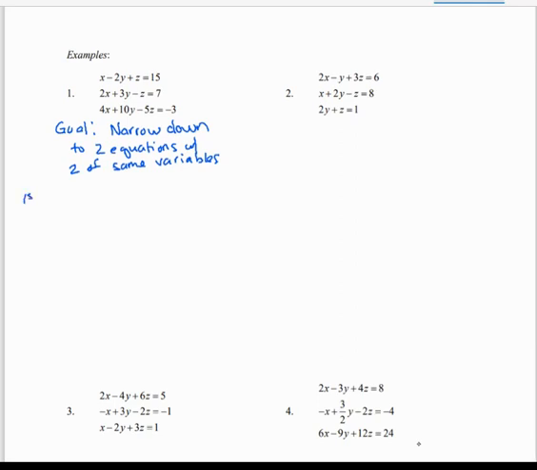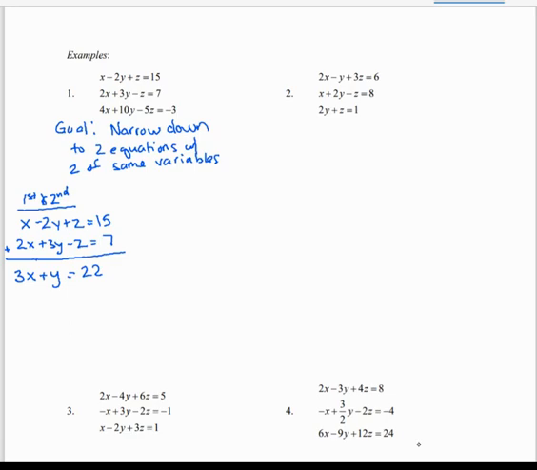And I like to stay organized. So I'm going to pair the first and second together. I'm going to write them on top of each other. x minus 2y plus z equals 15, and 2x plus 3y minus z equals 7. When I have those two equations, I notice that the z's are opposite of each other. Therefore, if I combine these using the elimination method, I'll now have an equation with two variables. My z's disappeared.